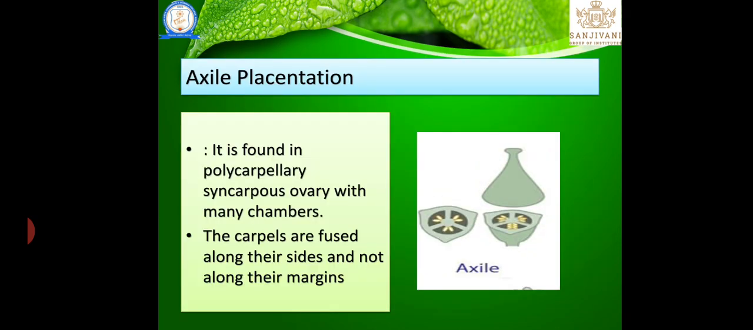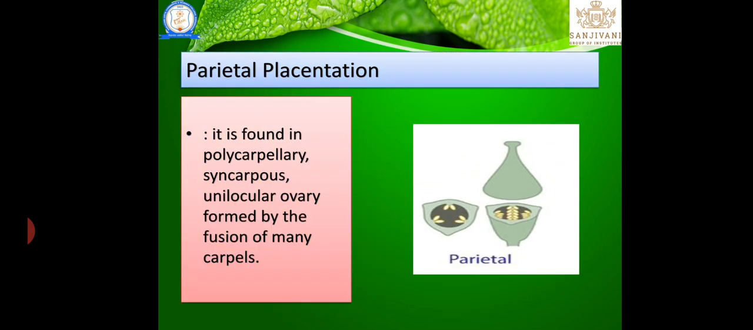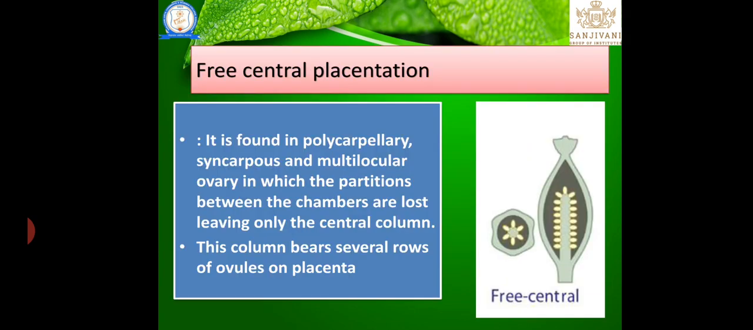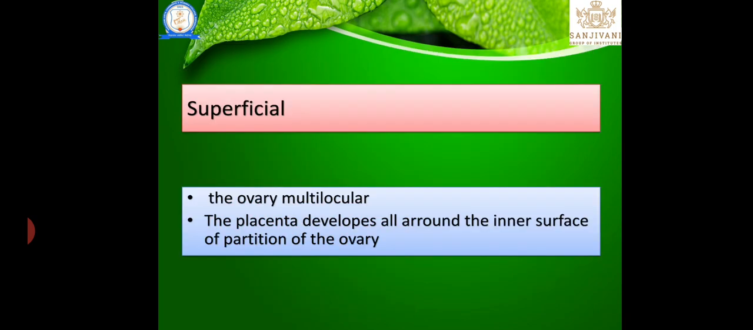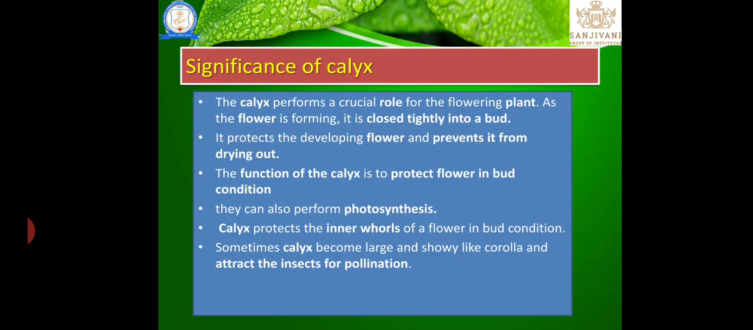Axile: the ovules are arranged on the axile position of the ovary or placenta. Parietal placentation: the ovules are arranged on the peripheral position of the ovary. Free central: the ovules are arranged freely in the center, that is known as free central placentation. Basal: the ovules are arranged at the base of the ovary, that placentation is known as basal placentation. Superficial: the ovary is multilocular, the placenta develops all around the inner surface of the partitions of the ovary.